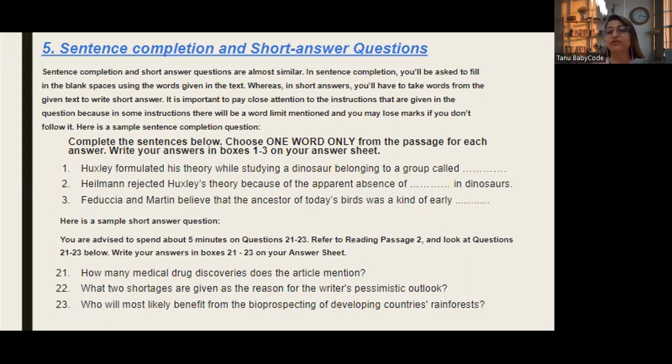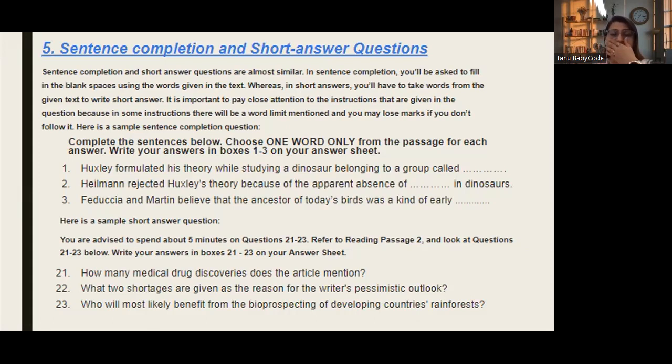So it is very important that you pay close attention to the instructions given in the question, because mostly the instruction will mention a word limit and you may lose marks if you don't follow it. They ask you to write 3 words and you are writing 4 words. So you're not writing according to the word limit, right?